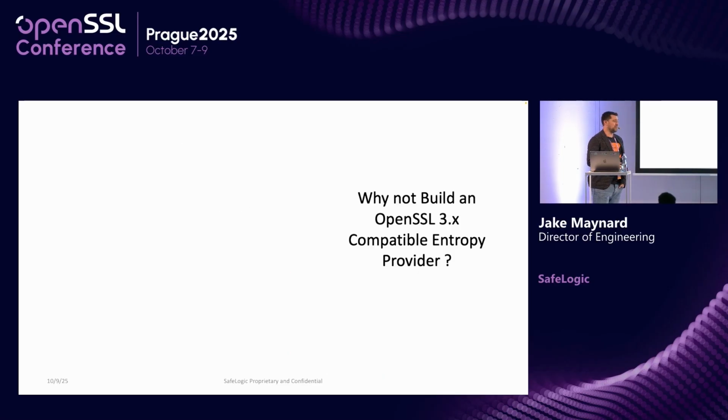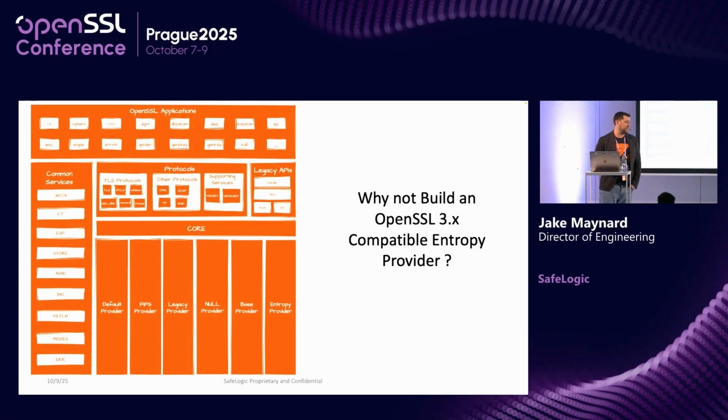So why not build an OpenSSL 3 compatible provider capable of delivering entropy to all loaded FIPS providers? So here we can see what that looks like as part of the standard OpenSSL 3 architecture. And so first, we love the OpenSSL 3 provider framework design. It is the de facto framework for providing algorithmic cryptographic agility in C-based applications.